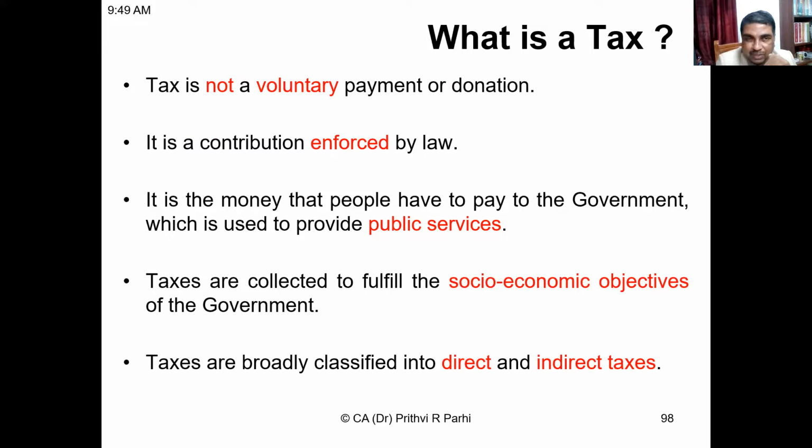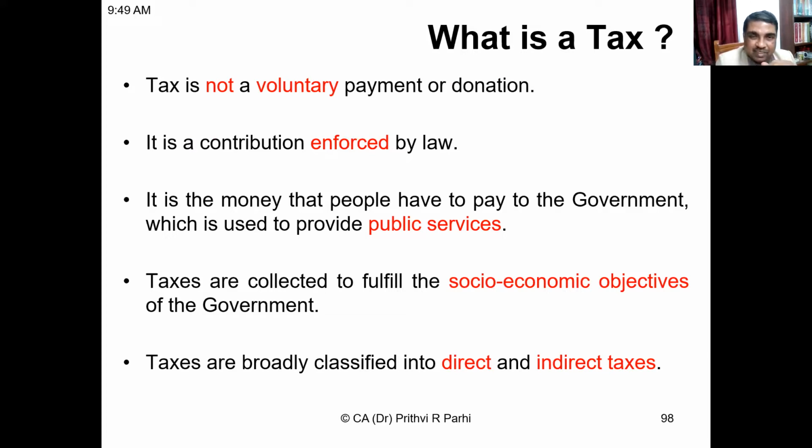To understand this, first of all, I think all of us are quite aware that tax is not a donation. It's not voluntary. The taxpayers are not going to pay voluntarily. Therefore, it's not a donation. That means the taxpayer is paying because there is a legal requirement to pay tax.